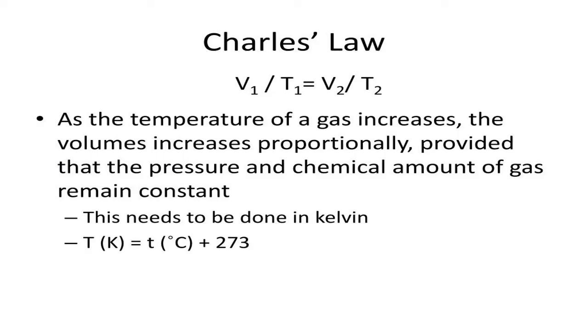Charles' law. The formula for Charles' law is V1 over T1 equals V2 over T2. Charles' law states that as the temperature of a gas increases, the volume increases proportionally, provided that the pressure and chemical amount of gas remain constant. And this needs to be done in Kelvin. So temperature K, or Kelvin, is equal to temperature C, or degrees Celsius, plus 273.